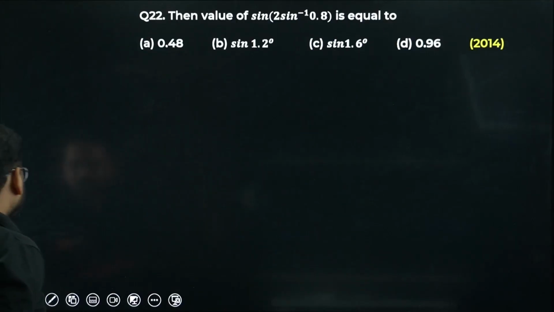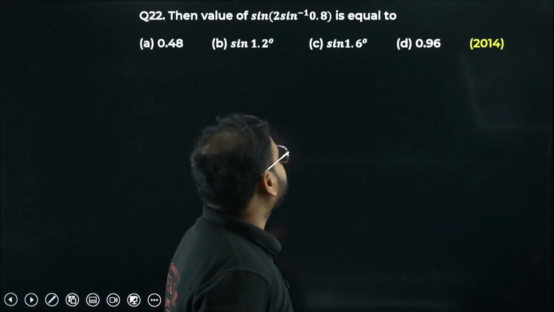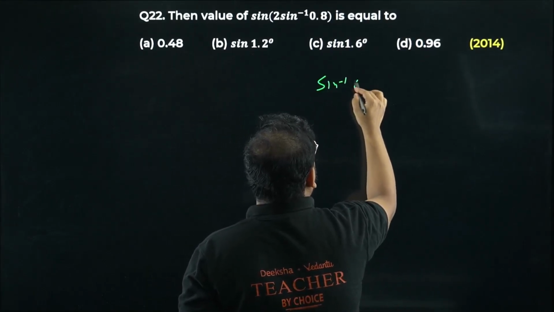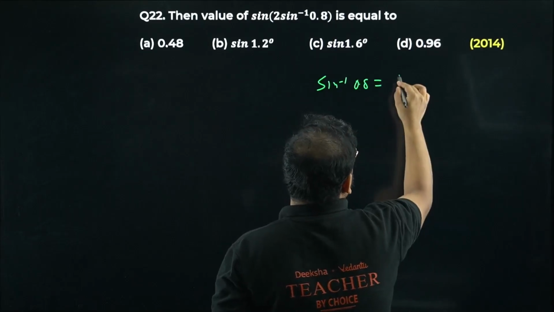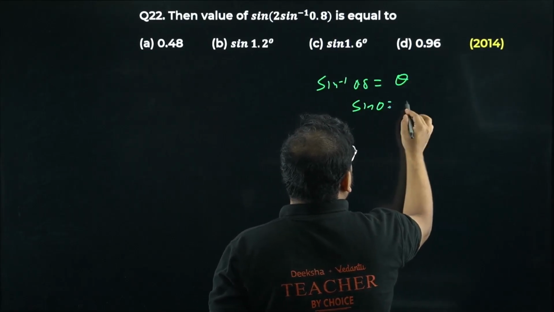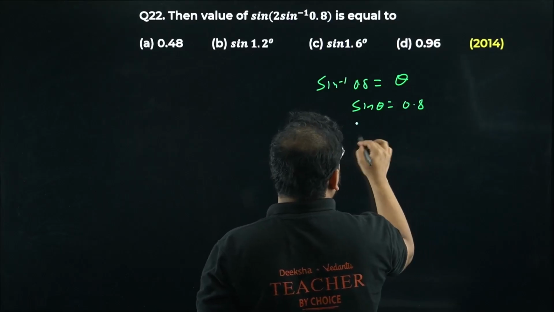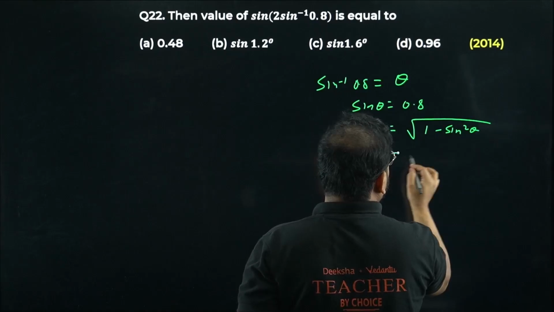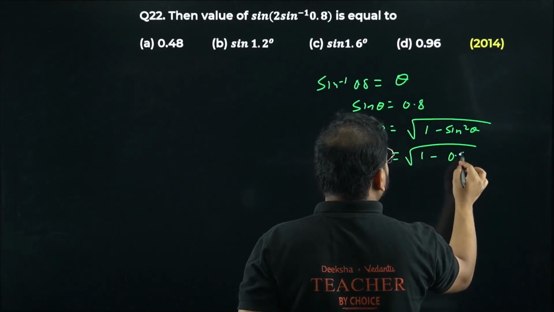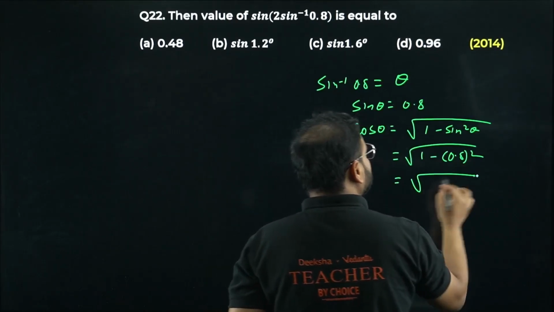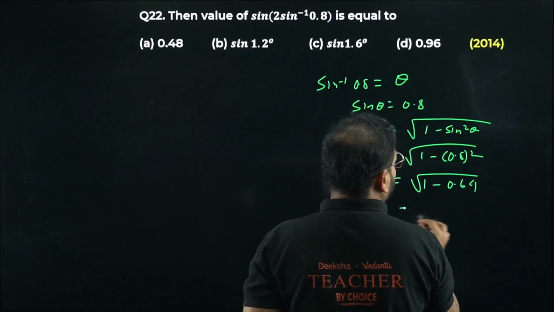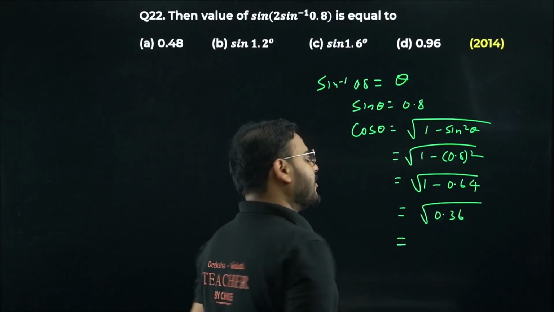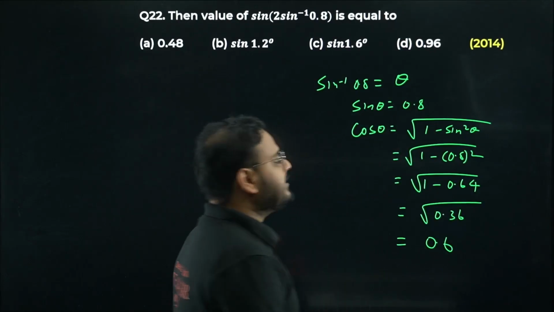Let's see the value of sine of, very simple, please take sine inverse of 0.8 as theta. So I get sine theta as 0.8. Find from here cos theta. I'll have the root of 1 minus sine square theta. From here I get 1 minus 0.8 square, so 1 minus 0.64. From here I get 0.36. From here I get 0.6. Take a second and understand the steps.